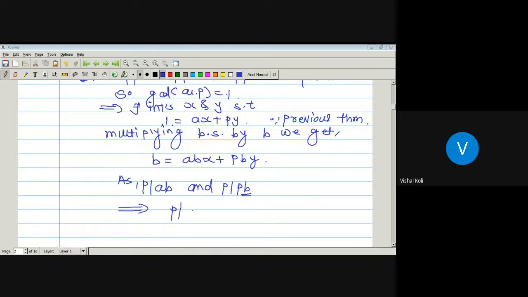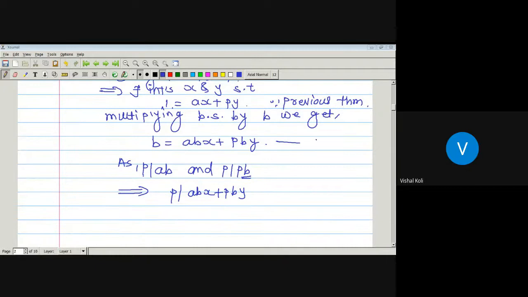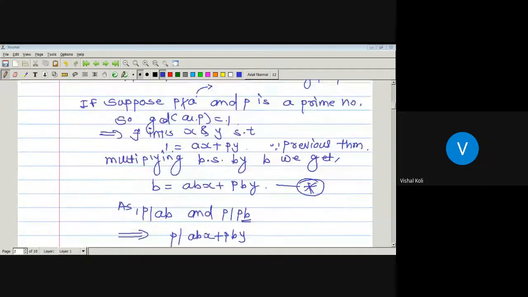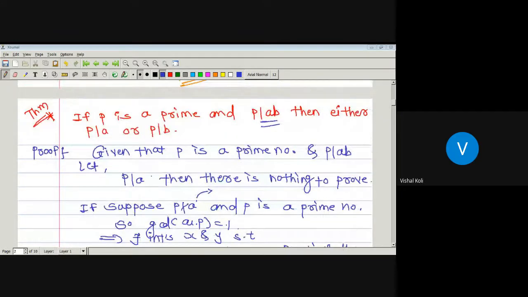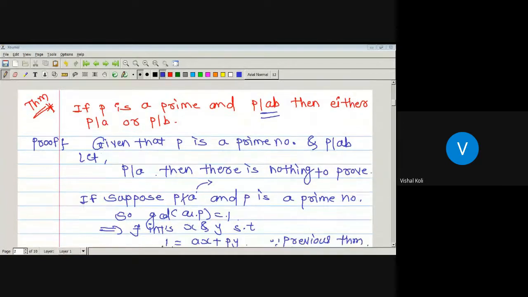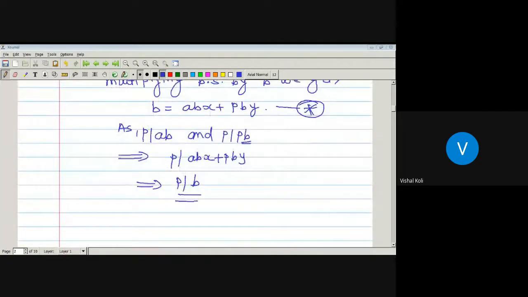So P divides ABX plus PBY. But what is the value of ABX plus PBY from the start? Which is B, and that is what we have to prove. So whenever P divides A, there is nothing to prove, and whenever P does not divide A, then obviously P divides B. So here is our proof.